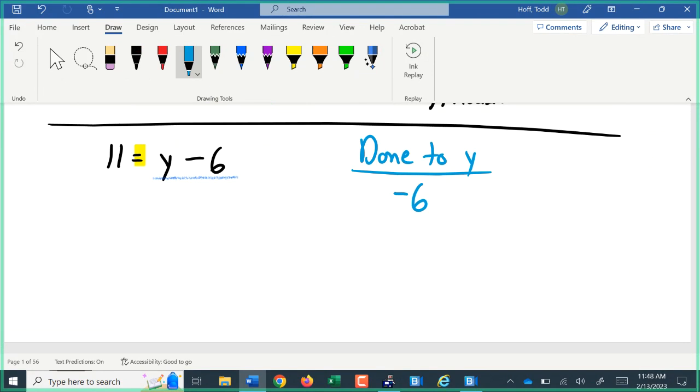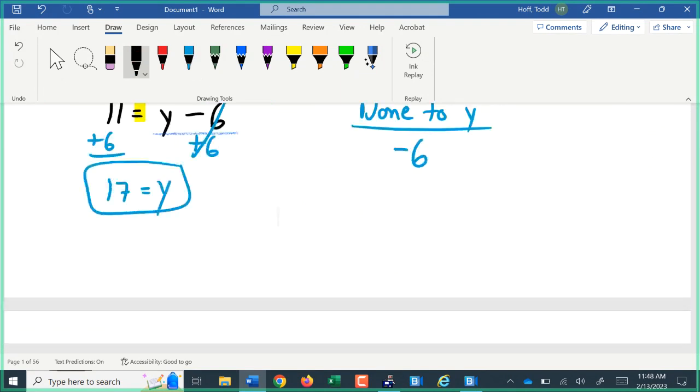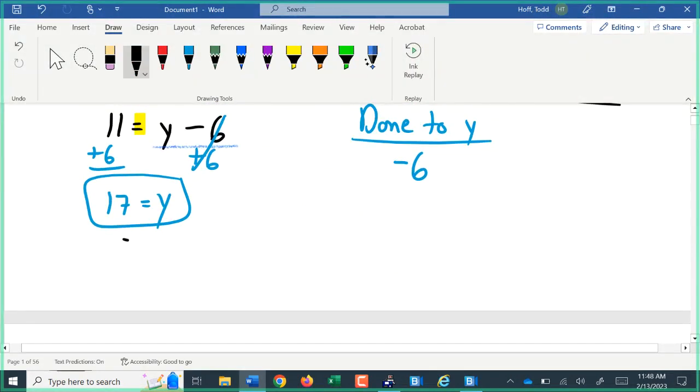So to solve this, we do the opposite. We take that apart. We add 6, which removes the subtracting 6. And again, remember, we've got to balance that scale, so we have to add 6 to the other side. 11 plus 6 is 17. And on the right side, all that's left is y. So there we are. We have that form of a number equals a variable, or a variable equals a number.